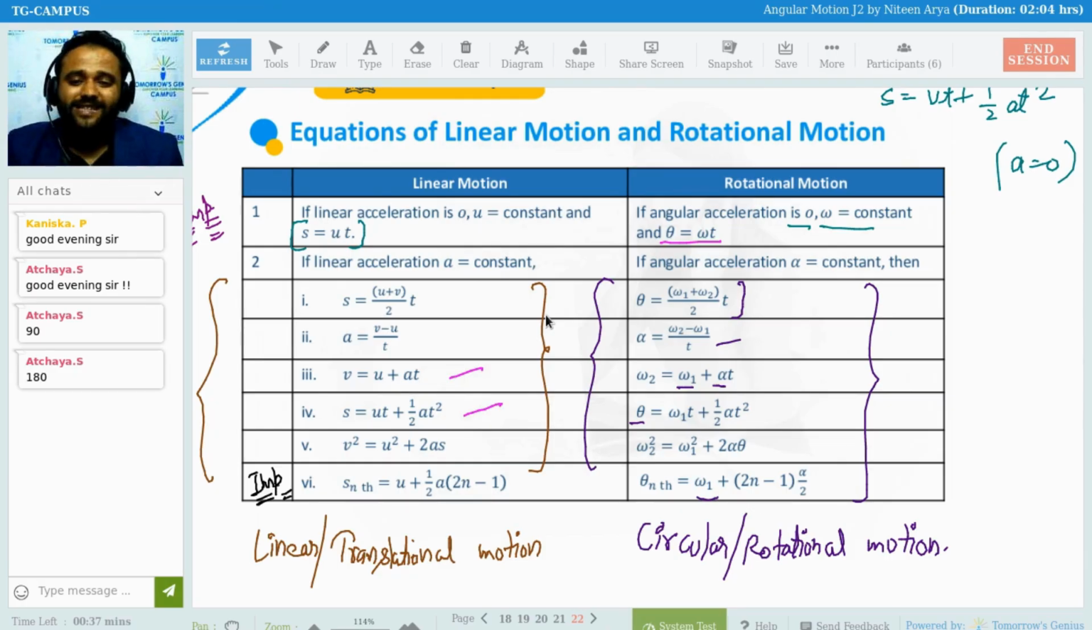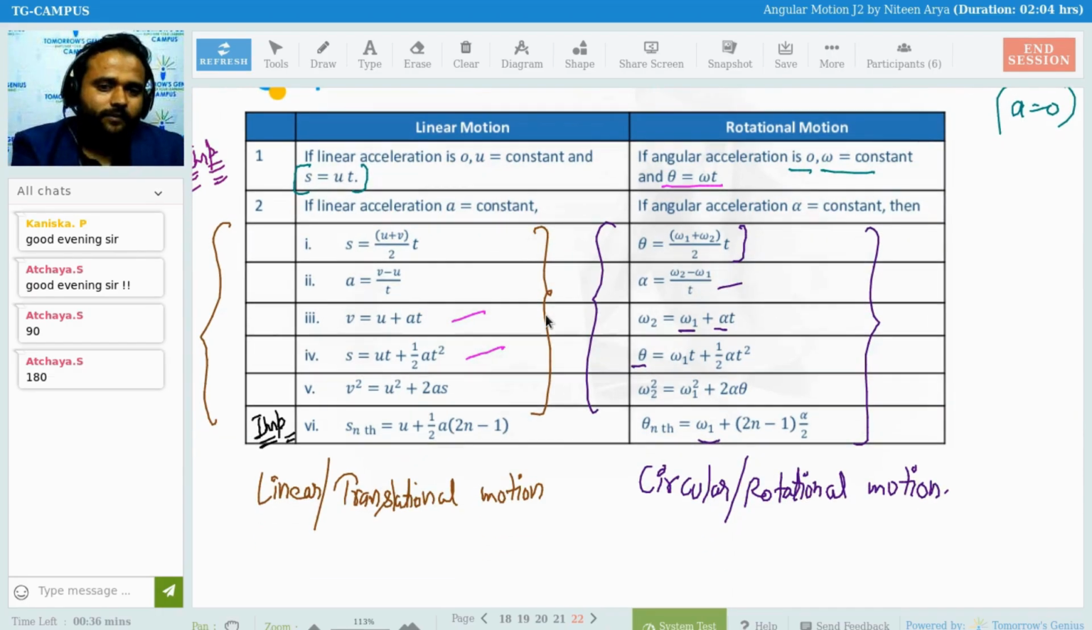Everything remains the same. We just rewrite it in the terminology, in the form of the angular aspect. Nothing is going to be changed. Is this clear? This table itself is going to give you clarity for lots of numericals, lots of hard, complex questions. Okay, the last 2-3 equations are going to be very useful. Clear, everyone?